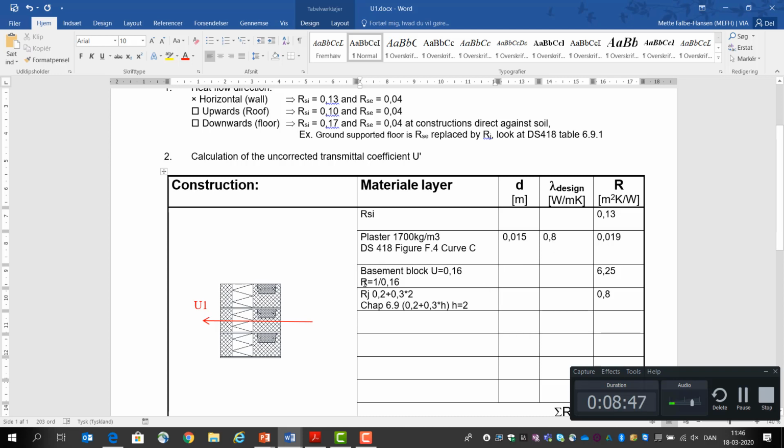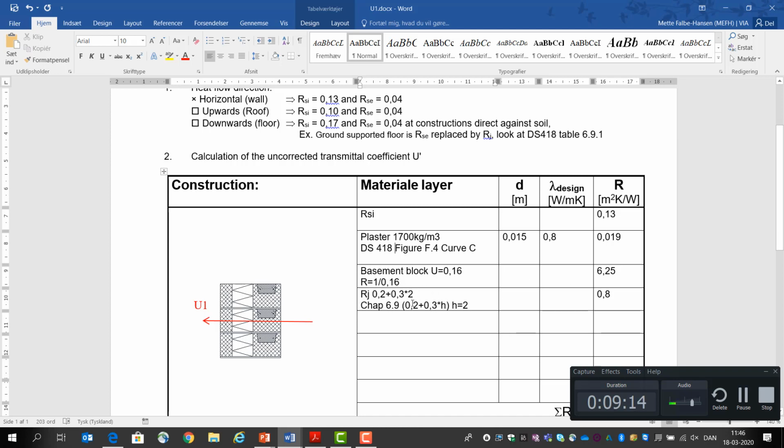Then I know that the basement block has a U value. But for here, I need to put in the resistance, and the U value is equal to 1 divided by the resistance. So the R value must be 1 divided by 0.16. So that means R is 6.25.